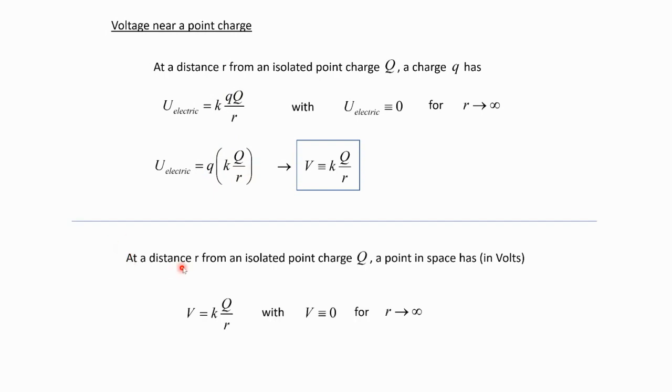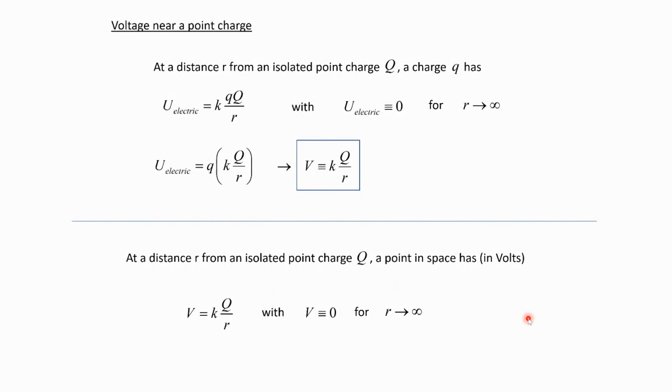So at a distance r from an isolated point charge, capital Q, a point in space, remember it's a property of the point in space, has in volts this many volts, kq over r. And q is the big Q charge that we're near. And once again, zero voltage is located infinitely far away. That's a definition that's built into this formula.